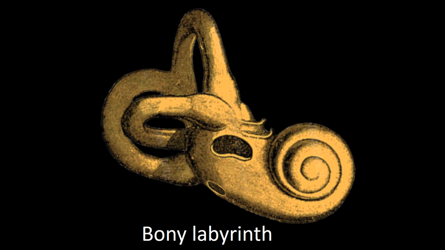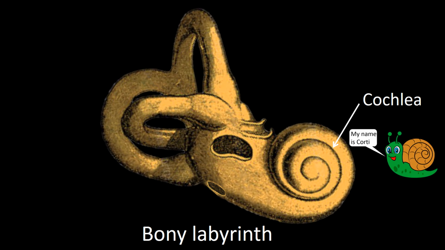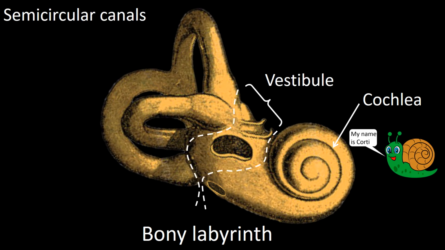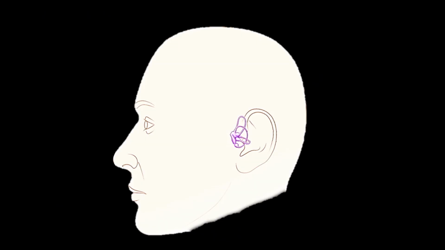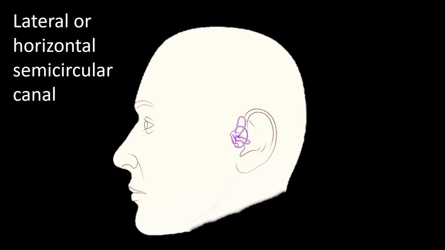This is a drawing of the compacted bone that forms the bony labyrinth. In it, we can see the concha, where the organ of Corti lives, the vestibule, and the semicircular canals, the superior or anterior, lateral or horizontal, and the posterior one. I am now representing a lateral view of the head and a similar view of the vestibule and semicircular canals. Now, I'd like to call your attention to the lateral or horizontal semicircular canal here.